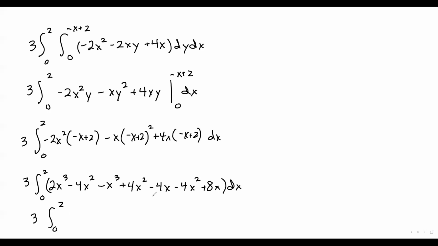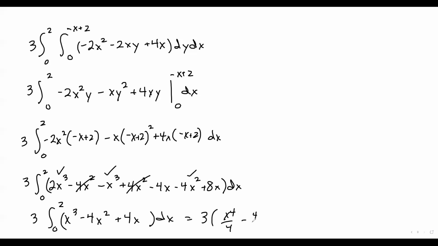3 integral. All right, what do we got here? So 2x cubed minus x cubed, we're going to have x cubed. -4x squared, positive 4x squared, -4x squared. 8x and -4x, we get 4x. Antiderivatives here, so we got x to the 4th over 4 minus 4/3 x cubed plus 2x squared, 0 to 2.